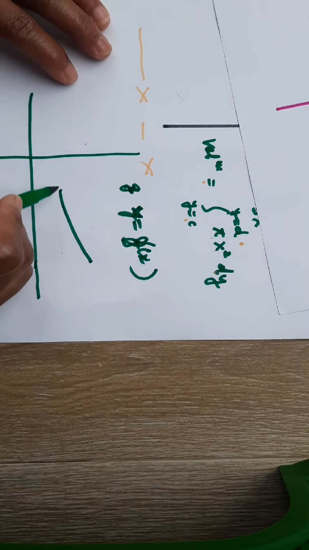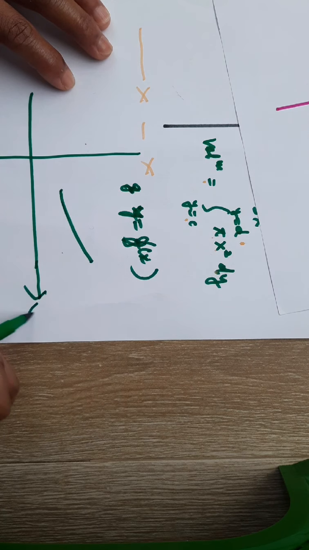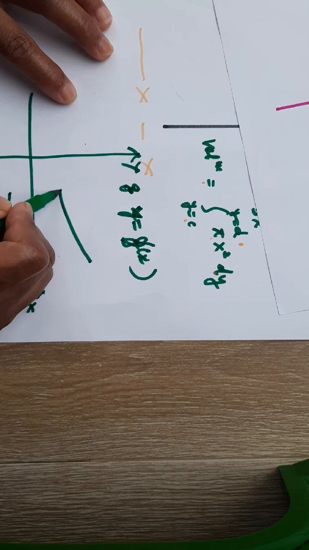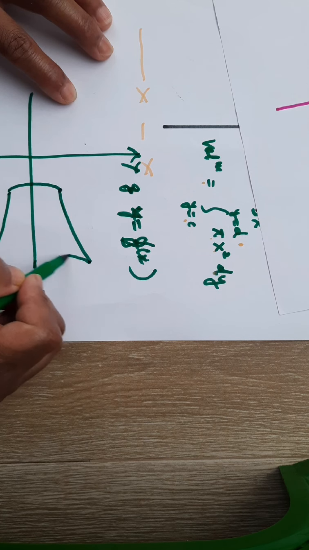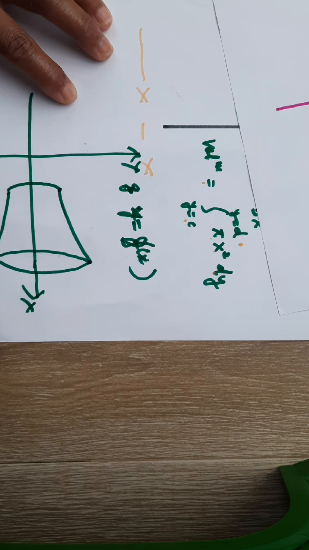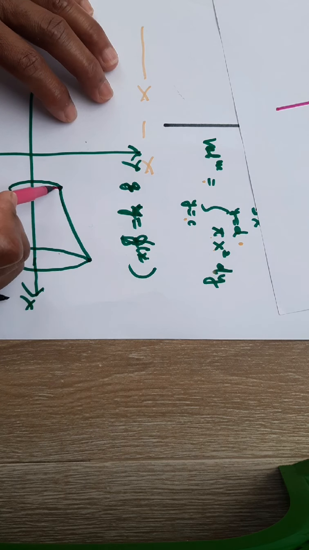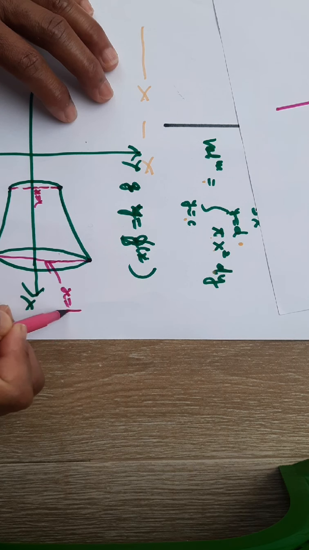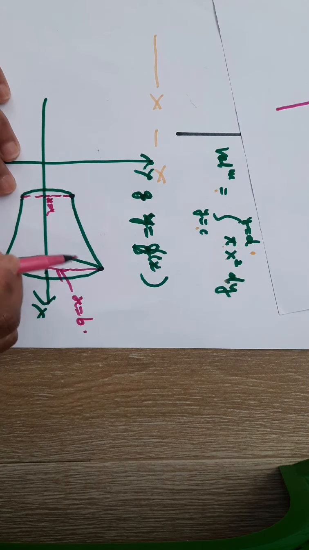So now you see that if you rotate it about the x-axis, this is the y-axis, then in that case the figure will be like this. This is from x is equal to a to x is equal to b. So how to calculate the area of this one?